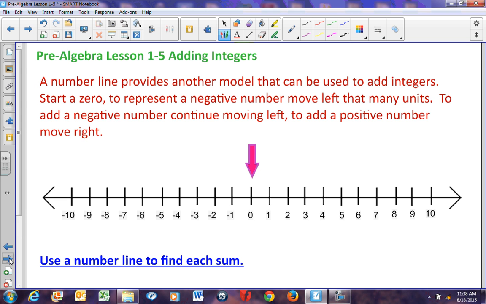A second way of adding integers is using a number line. The number line provides another model that can be used. It's very visual. You start at 0. To represent a negative number, you move left that many units. To represent a positive number, you move right that many units. Okay? And where you end up is your final answer.